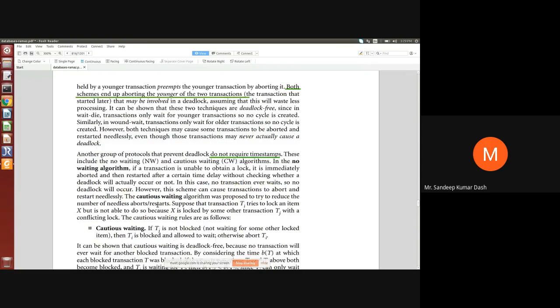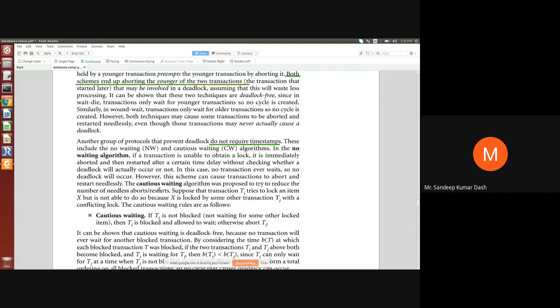Then cautious waiting. Cautious waiting is an advanced form of no waiting. No waiting is very lethal. That means it is not at all waiting for anything. It is directly aborting. But cautious waiting says that, in order to reduce the number of aborts or restarts, it assesses the possibilities, whether to abort directly or wait for some time. Suppose transaction Ti tries to lock an item X, but is not able to because X is locked by Tj.